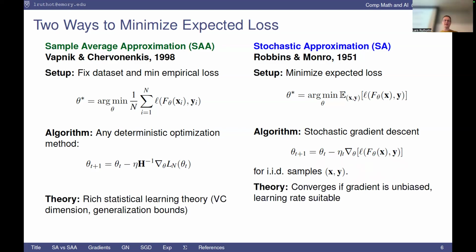If you satisfy two conditions, so on the left, basically the classical statistical learning theory is how you analyze the problem. You find out how close your average approximation is to the actual thing. If it's close enough, then the minimizer of the thing you optimize should be good for the other one too. This is the first condition. And then on the right-hand side, you need to make sure that this estimate of the expected gradient is unbiased, which it will be if you have IID samples. And then you have to have a suitable choice of your learning rate. And then you can show convergence. We'll look a little bit more into the details of this.